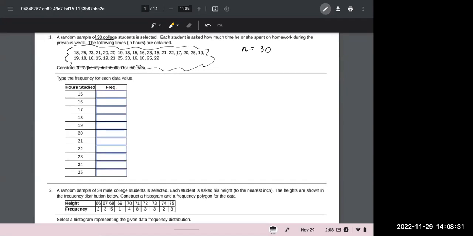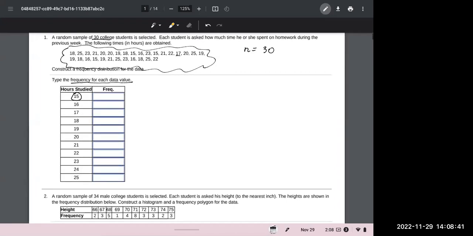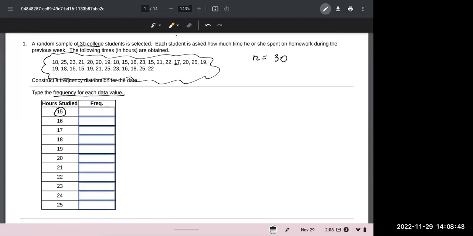You need to type the frequency for each data value. That's the last topic we were studying. So x is equal to 15. From the given numbers, I'm going to check how many times the number 15 repeats. So I have 1, 2, 3 numbers 15. So the frequency for number 15 will be 3.